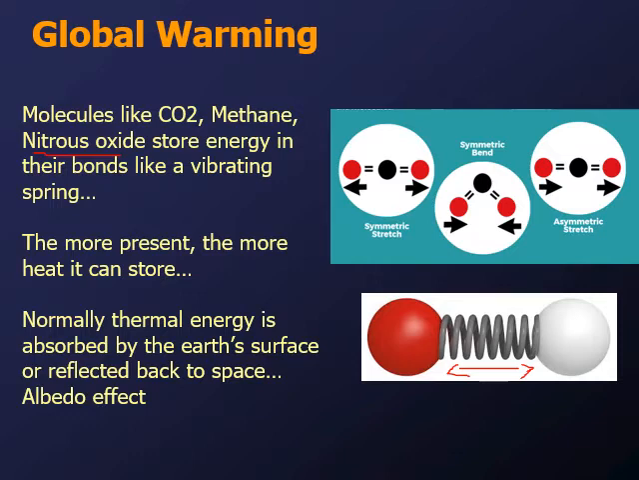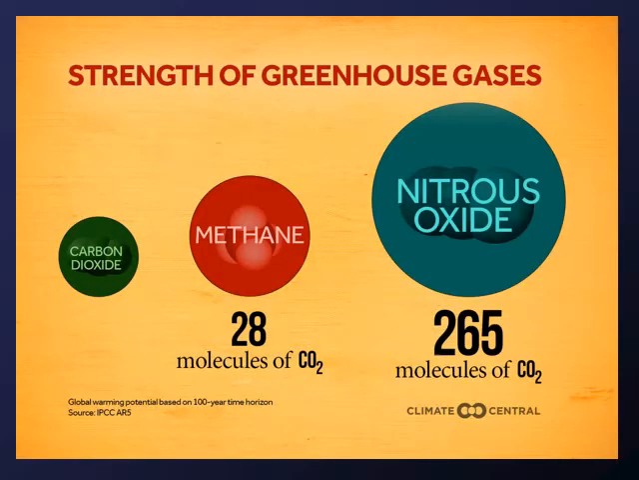And that is a factor when we talk about the strength of a greenhouse gas, right? Methane, which is quite a bit bigger than carbon dioxide, is 28 times more of a greenhouse gas, a stronger greenhouse gas than carbon dioxide. And nitrous oxide is 265 times stronger as a greenhouse gas than CO2, because those molecules have bigger bonds, and more of them, which store more energy.